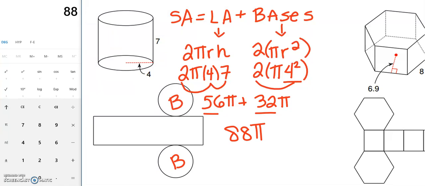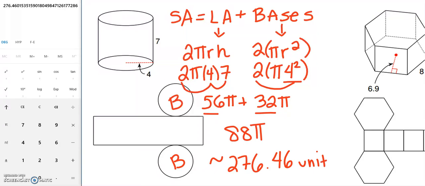And if I wanted to express the nearest 10th or 100th, I'd multiply 88 times my pi symbol, which is right here, and I would get around 276.46 from rounding to the nearest 100th, units squared. So it's area, so it's just going to be squared.